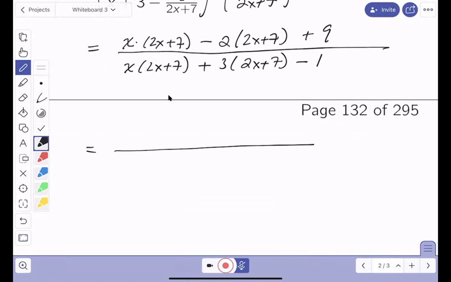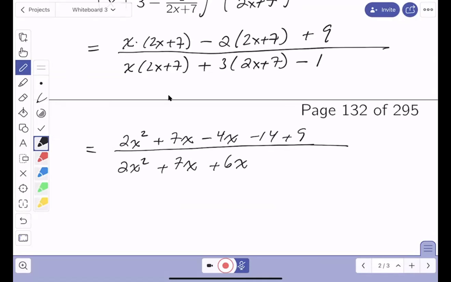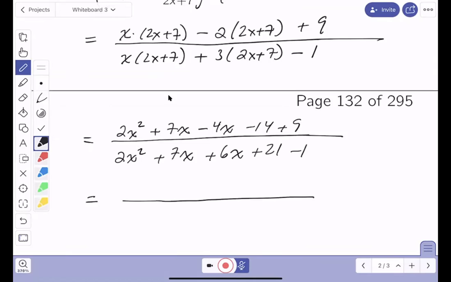All right, so what do you have here? 2x squared plus 7x minus 4x. I'm just simplifying the top. Minus 14 plus 9. On the bottom, you're going to get 2x squared plus 7x plus 6x plus 21 minus 1. Again, my suspicion is that we write problems that should move forward.